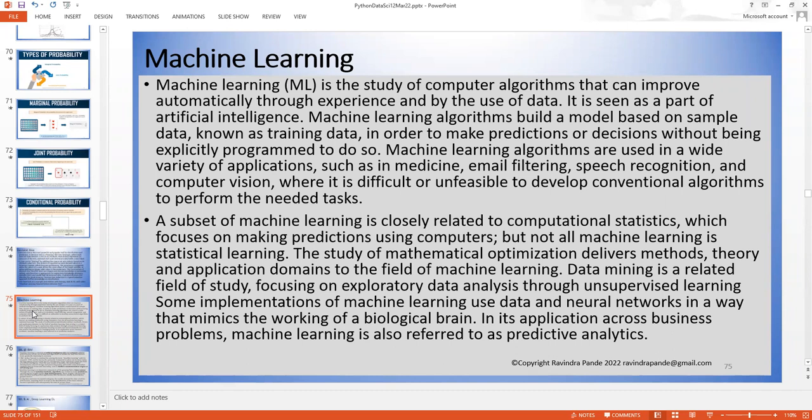A subset of machine learning is closely related to computational statistics, which focuses on making predictions using computers, but not all machine learning is statistical learning. The study of mathematical optimization delivers methods, theory and application domains to the field of machine learning. So we try to build this predictiveness with a statistical model or a probability model.